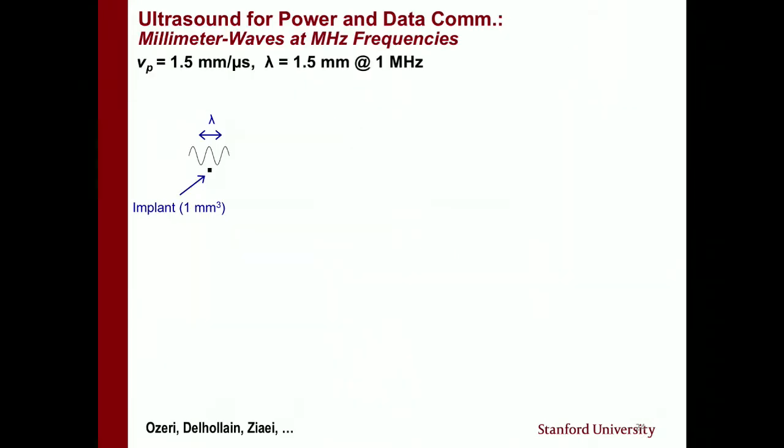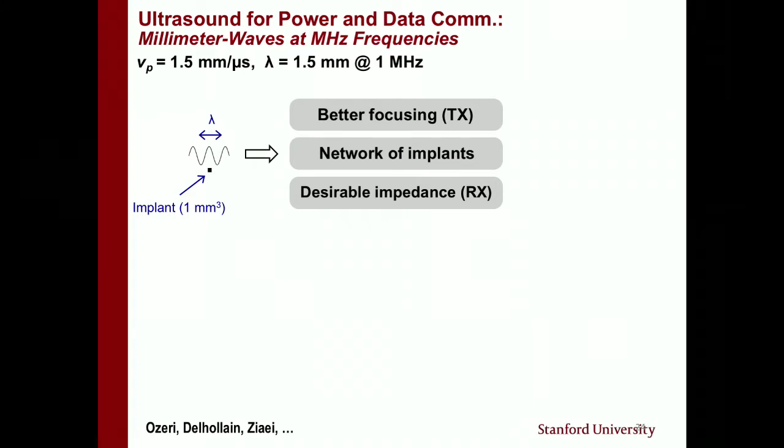What we started looking into was applying ultrasonic waves. The main advantage of ultrasonic waves is that their wavelength is much smaller than the wavelength of RF, because the speed of sound is orders of magnitude slower than RF propagation. In other words, I can have a megahertz system that gives me a 1.5 millimeter wavelength. Once I have a smaller wavelength at a reasonable frequency, I can have better focusing. I can focus the energy down to my implant.